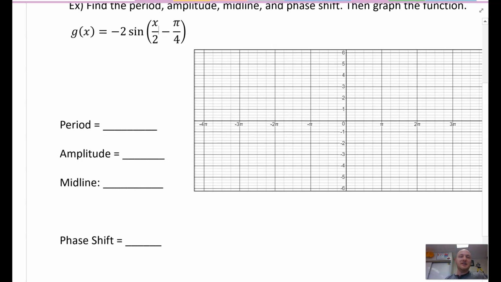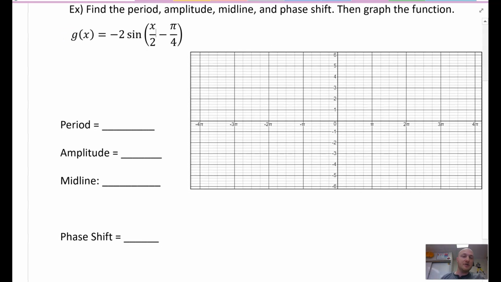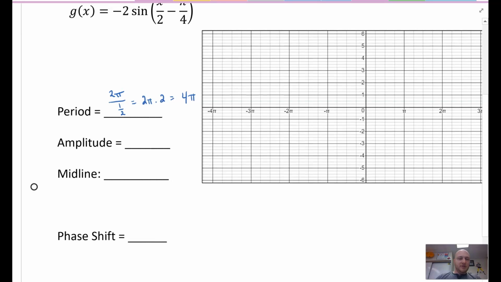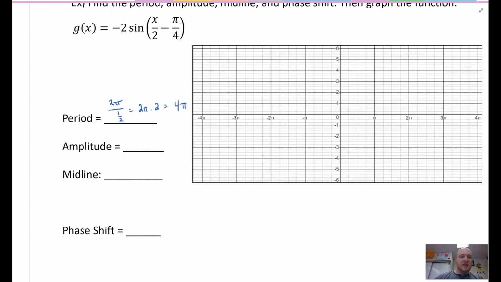g of x is equal to -2 sine of (x over 2 minus pi fourths). Okay, so our period is going to be 2 pi divided by 1 over b, so divided by 1 over 2. Well, this is 2 pi multiplied times 2, so our period is 4 pi. Amplitude is indicated by the absolute value of your a value, -2, so our amplitude is 2. We do have a reflection, so we have to make note of that.